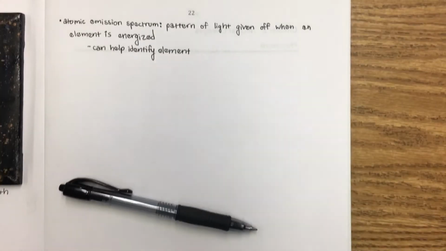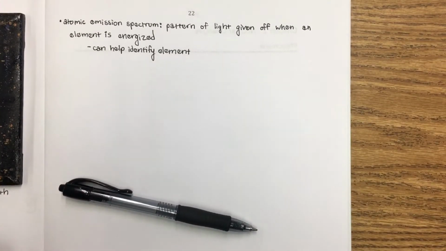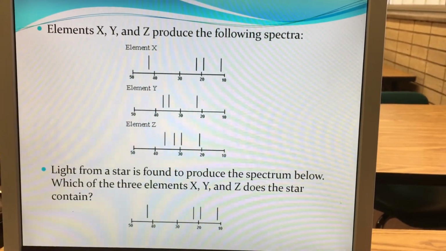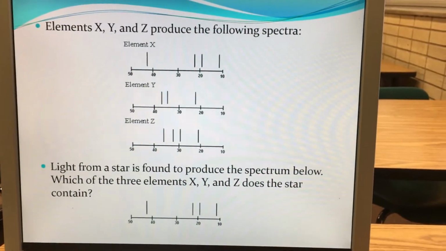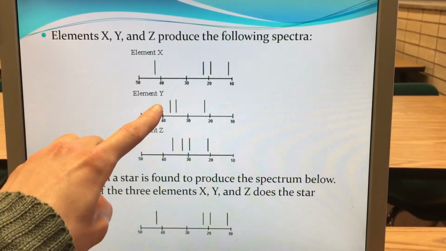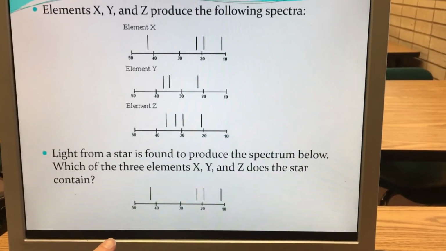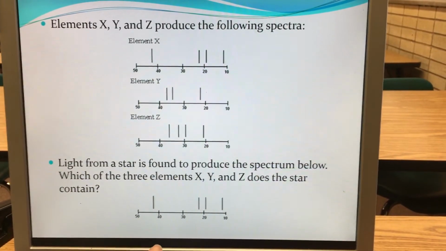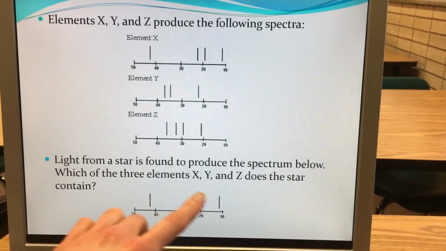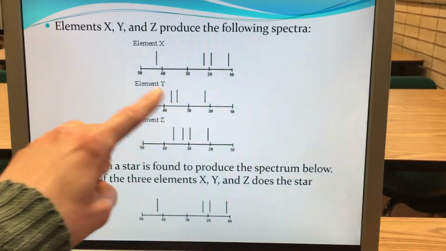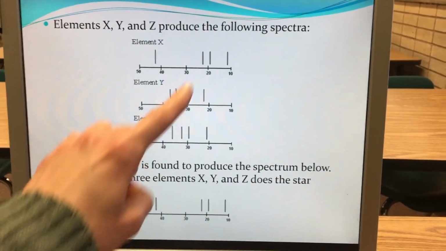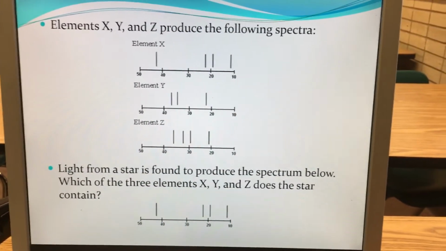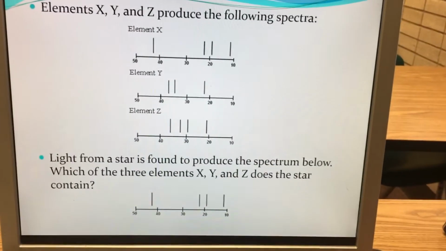Okay, so I'm going to show you a question like one that you might encounter on a quiz or test in this section. It says elements X, Y, and Z produce the following spectra. So we have a spectrum for element X, element Y, and element Z. And then the question says, light from a star is found to produce the spectrum below. Which of the 3 elements does the star contain? If you look at this spectrum, the one that it matches is element X, right? Because the lines are all the same. They line up with element X. So we would know the light from that star has element X. And who knows what element X is? Maybe it's lithium, maybe it's helium.